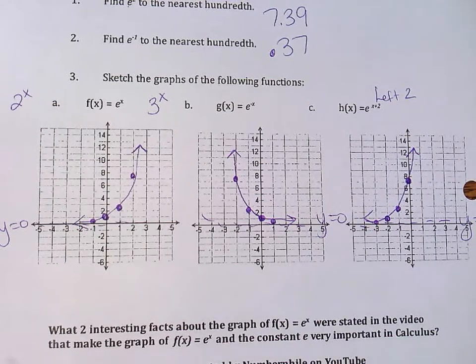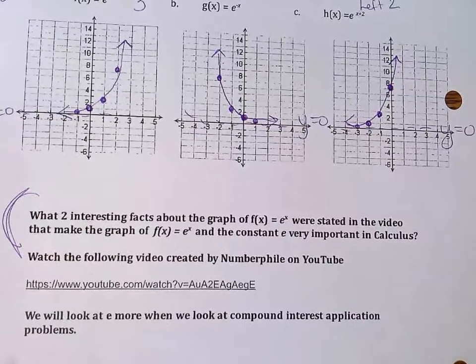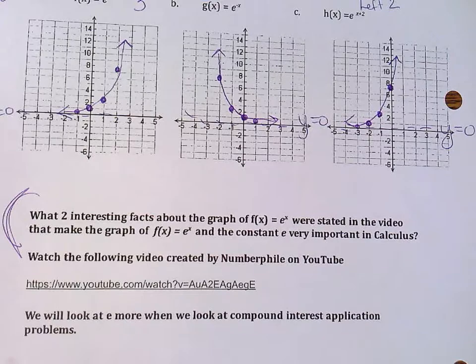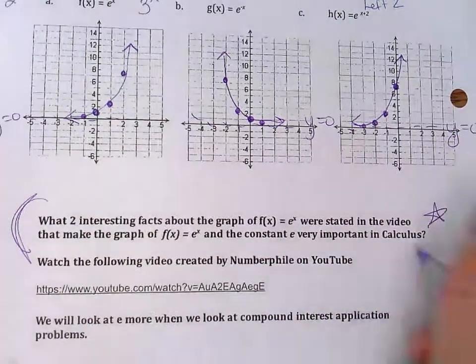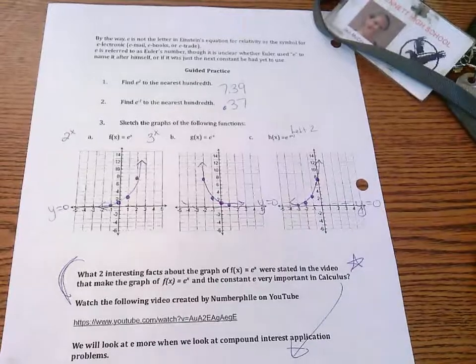So the last thing I'd like you to do is answer this question. What 2 interesting facts about the graph of f of x equals e to the x were stated in the video that make the graph of f of x equals e to the x and the constant e very important in calculus? So I'd like you to add that down below here and then submit this guided practice page for your work for today.